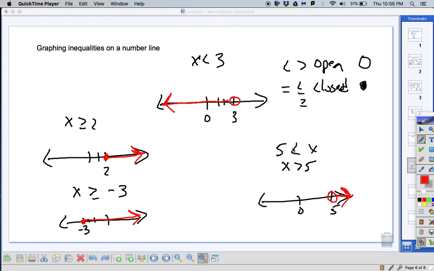So make sure that if you're looking at just the symbol, your variable is on the left. If it's not, switch it around so your variable is on the left, because that is the way it matches the graph.